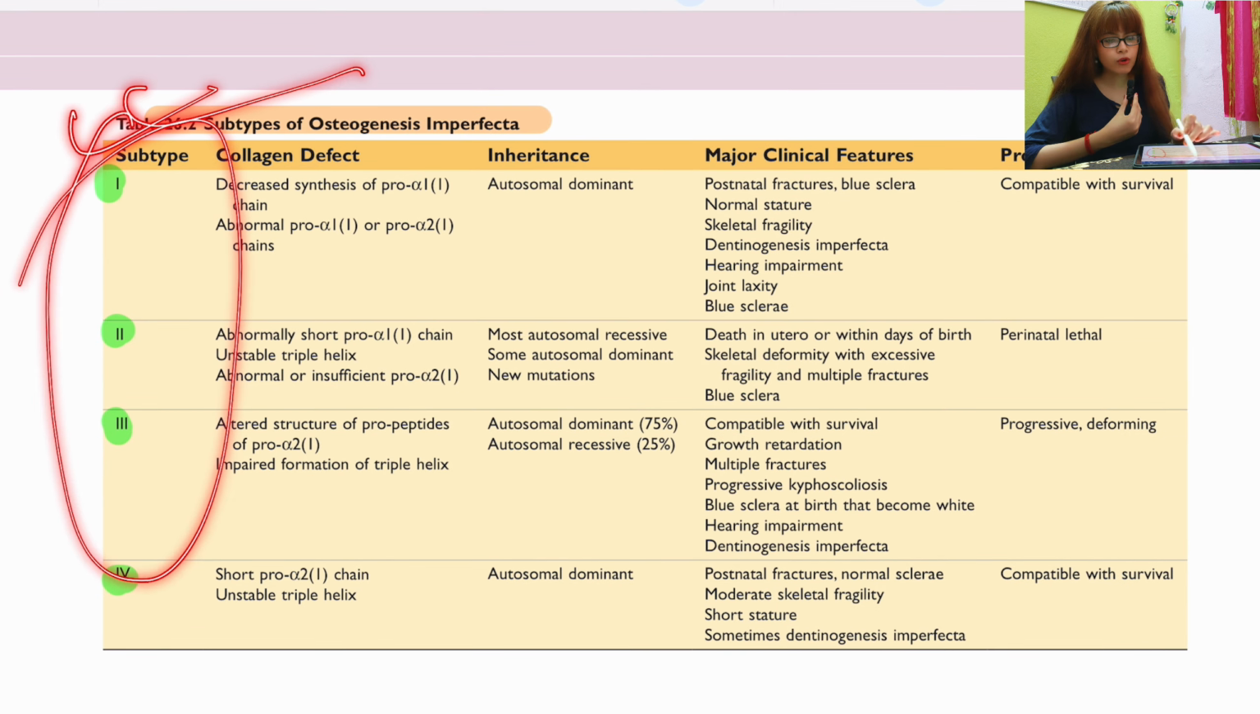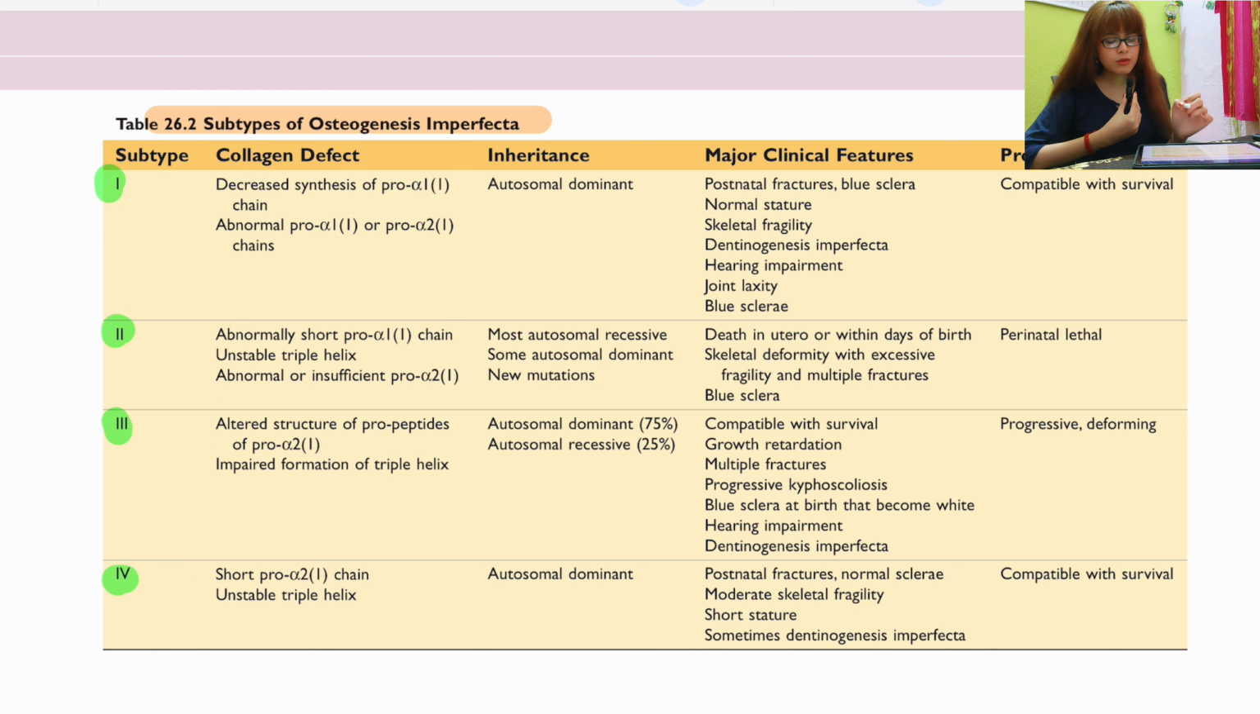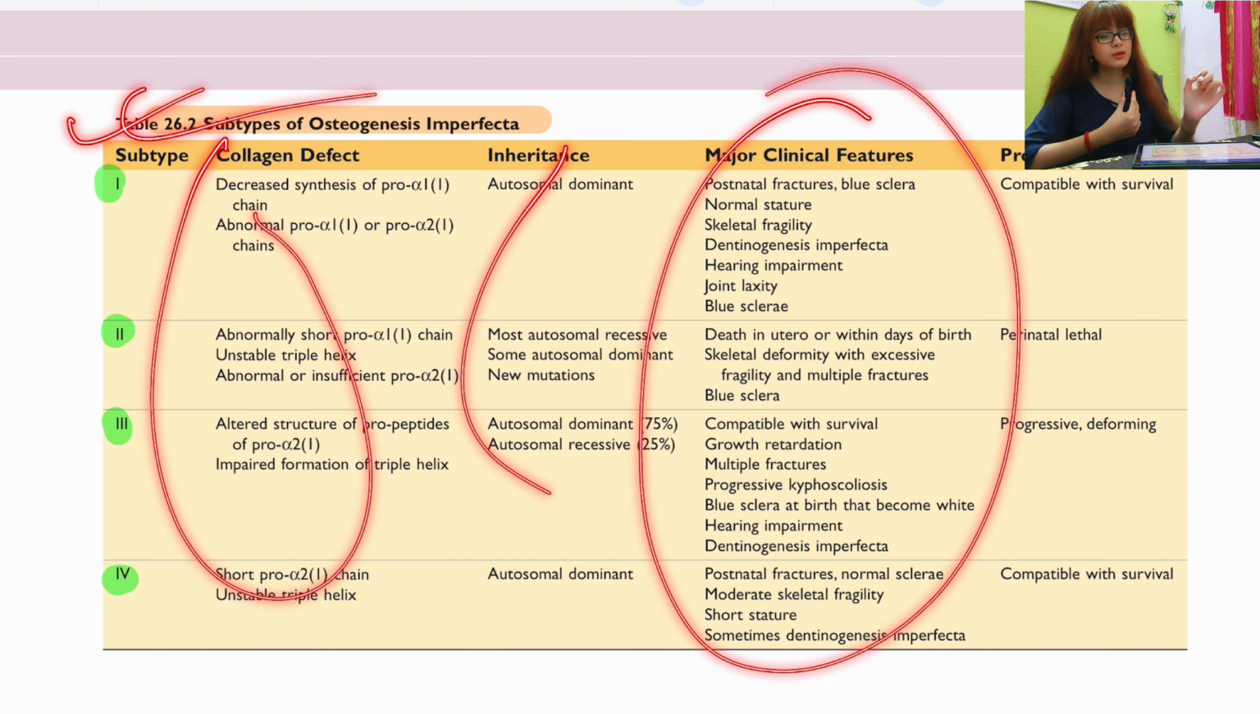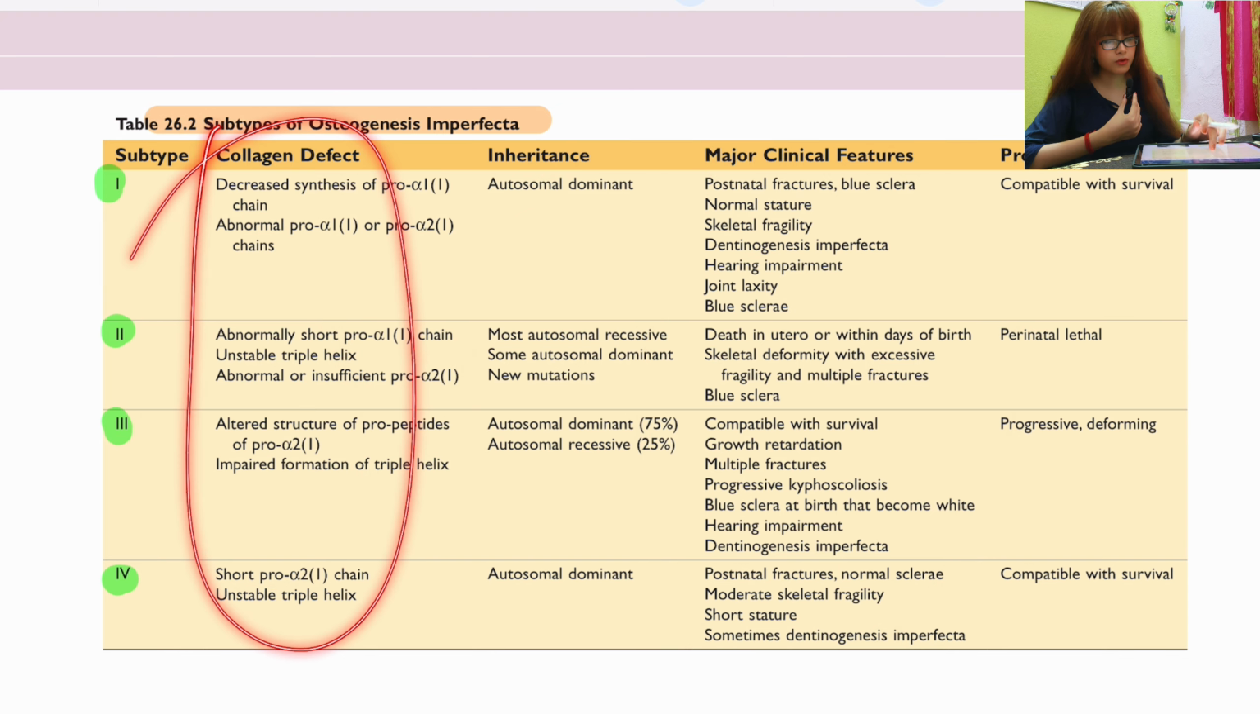Okay, now this is again an important chart. There are four types of osteogenesis imperfecta. In most of them, you will find that there is a defect in the pro-alpha 1 and the pro-alpha 2 chains. In type 1, there is defective synthesis and abnormal chains, whereas in type 3, you will see that the structure of these chains is getting altered. Most of them have autosomal dominant inheritance, but there are also a few where you will find autosomal recessive inheritance. So osteogenesis imperfecta does not only have autosomal dominant inheritance, it also has autosomal recessive inheritance. So these are important points. You can just go through it. You can also go through this, but I feel that this part is most important.